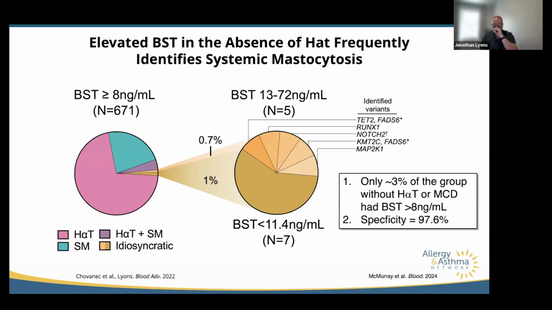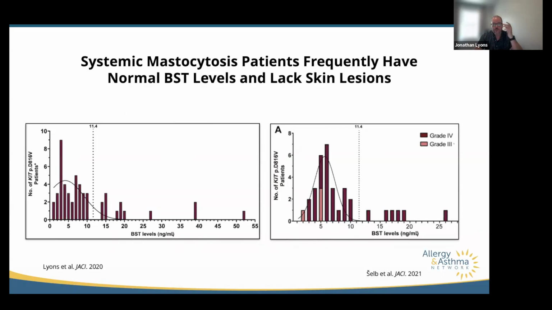And a second group showed effectively the same thing, that only 3% of those without clonal mast cell disease or HAT had a tryptase above 8, and found that having a high tryptase in the absence of HAT had a specificity of almost 98% for identifying mastocytosis in their cohort. It was actually a fair number of patients. We generally think of using tryptase as a screening tool because of this. However, the sensitivity is actually fairly poor. And so it's important to send, but it doesn't rule out the diagnosis of clonal mast cell disease.